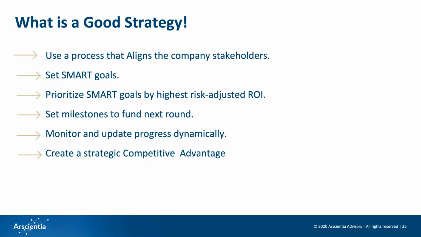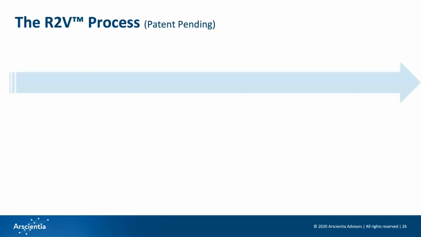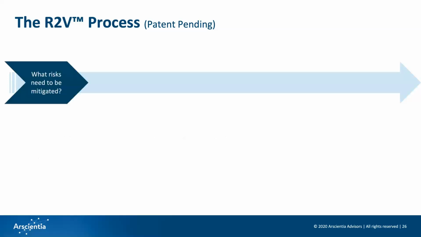Now, if we look at a process to go and create one, this is the risk to value process that Doug and I have created software around. We have a patent pending on it. The first step is, what are the risks that need to be mitigated? The second step is, what are the SMART goals that will mitigate those risks?